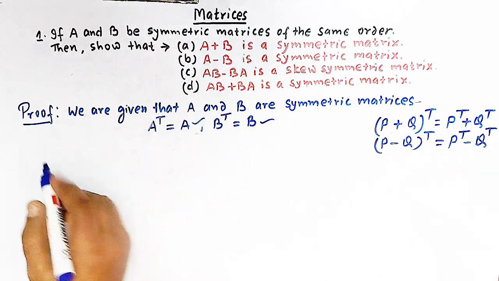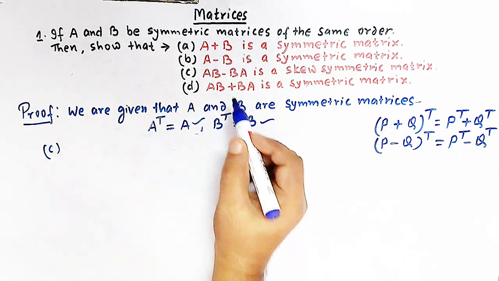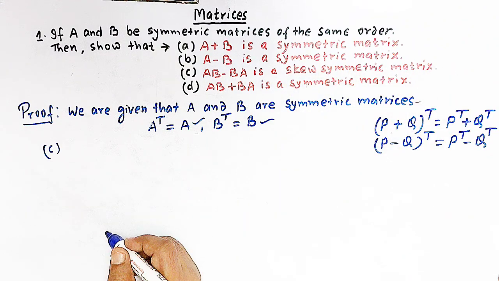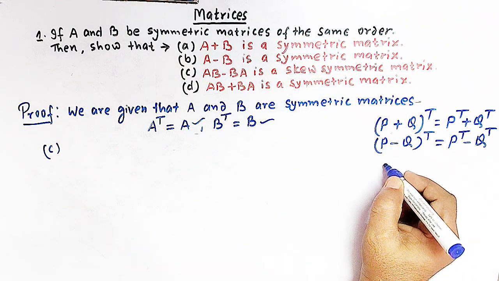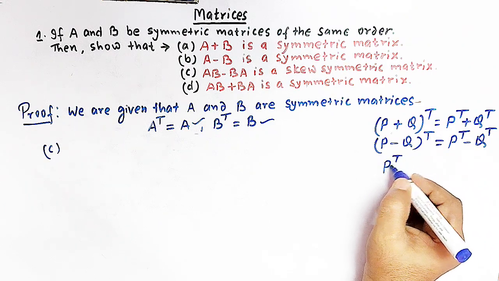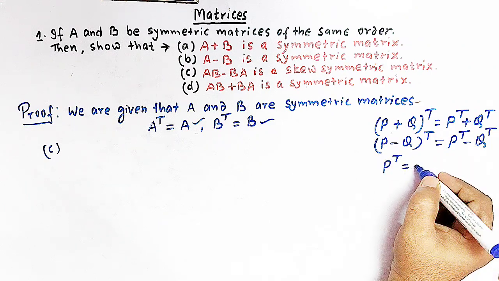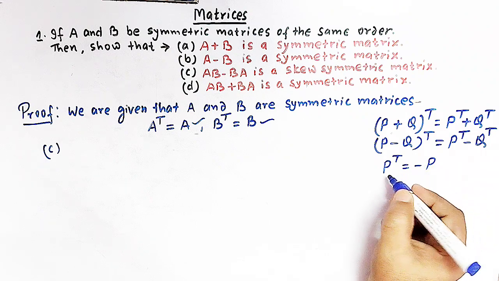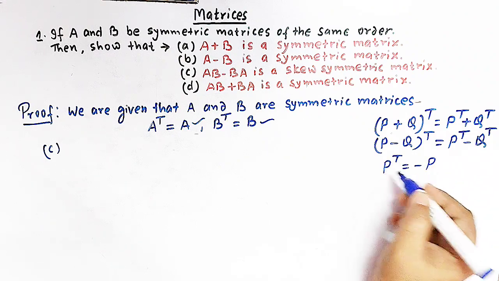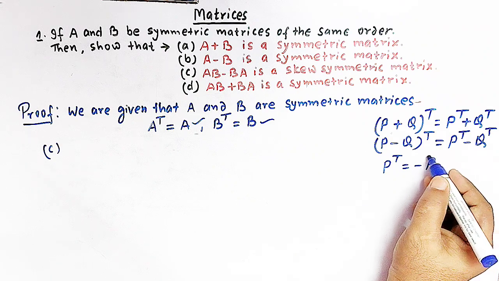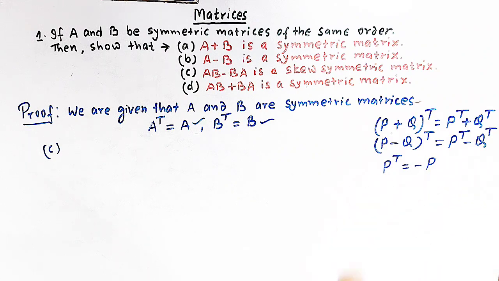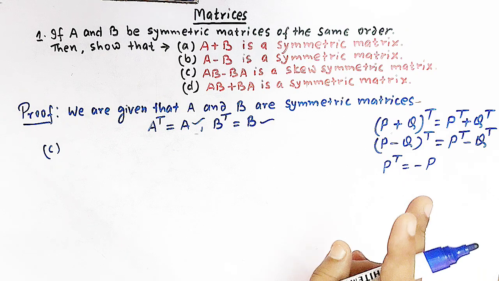So now consider the third case. Here we have to show that AB minus BA is a skew symmetric matrix, right? Now a matrix P is said to be a skew symmetric matrix if its transpose is equal to negative of the matrix P, right? So if the transpose of the matrix P is equal to negative of the matrix P, then the matrix P is said to be a skew symmetric matrix, right?